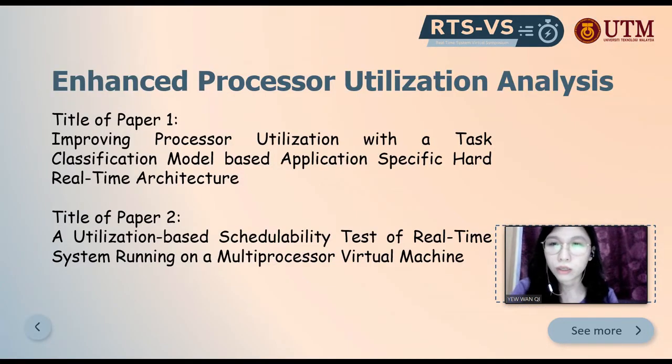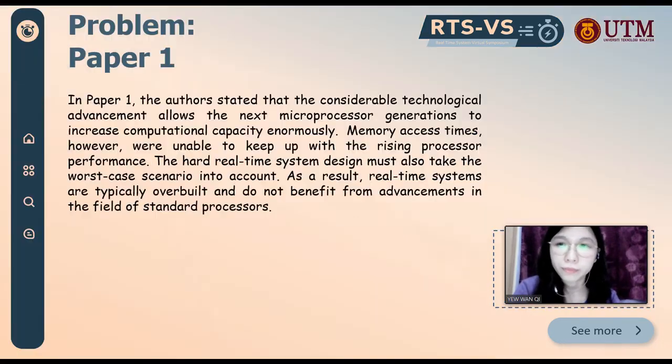Next, I'm going to share the enhanced processor utilization analysis. The paper 1 I chose is Improved Processor Utilization with a Task Classification Model-Based Application Specific Hard Real-Time Analysis Architecture. The second paper is A Utilization-Based Schedulability Test of the Real-Time System Running on a Multi-Processor Virtual Machine.